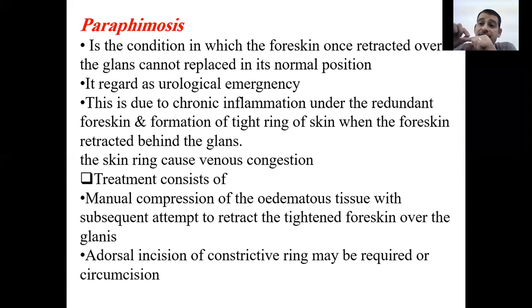The family gives a history that the baby is uncircumcised, but now the glans appears not covered by the prepuce, or not covered by the foreskin. So the skin goes back and cannot be replaced to its normal position; it is retracted backward and cannot return.